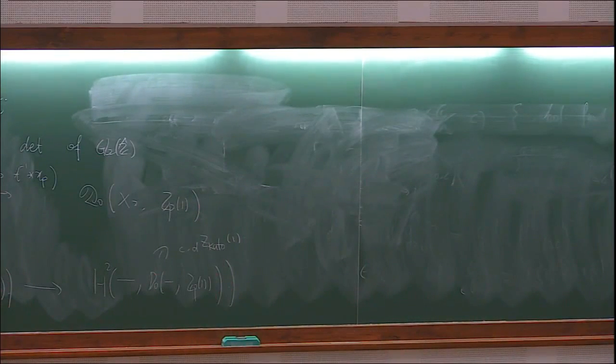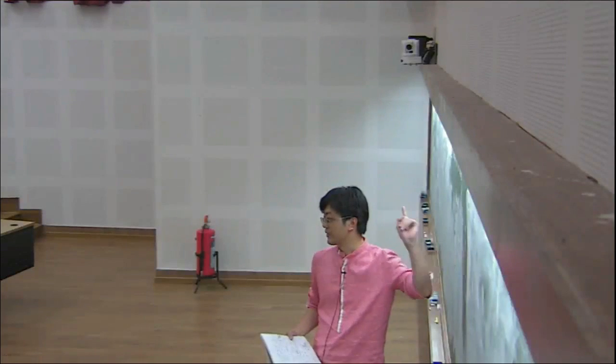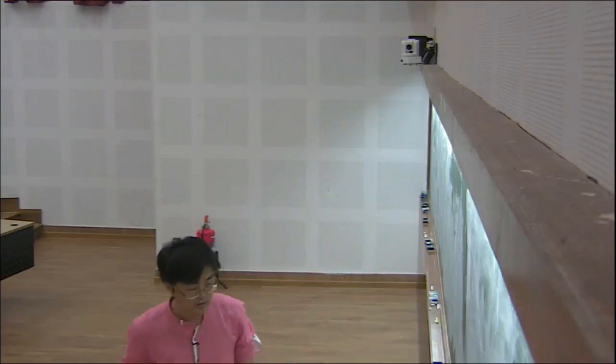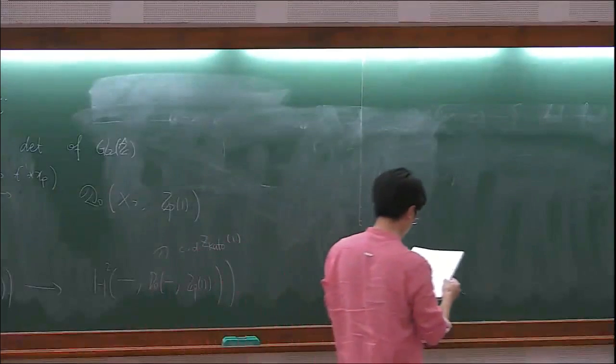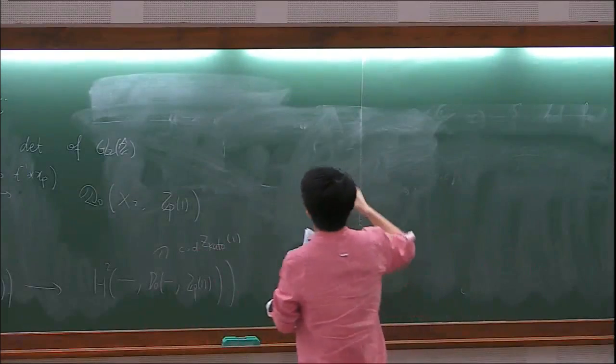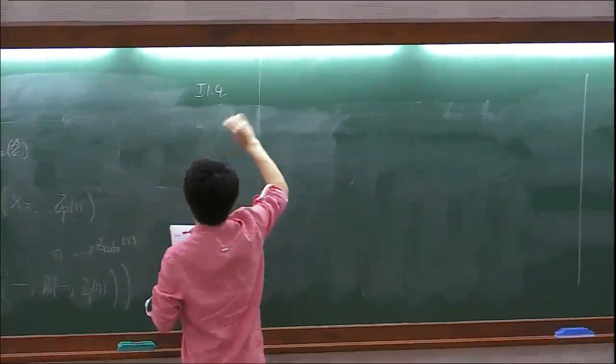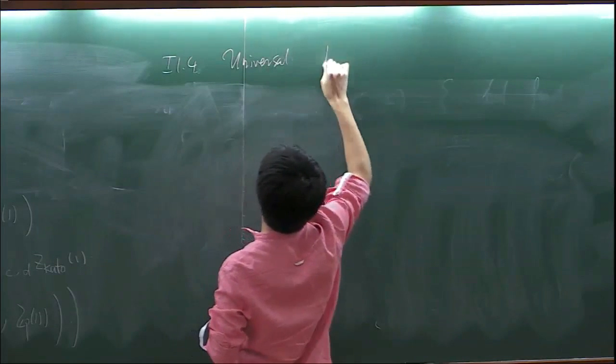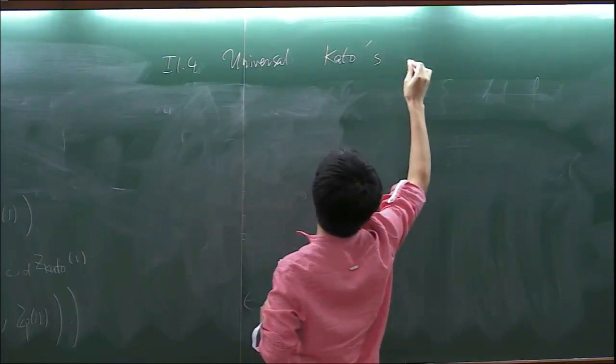The space of measure space. Yes. Because this is a continuous function. If you have algebraic distribution, you can integrate with it. Okay. So now we can construct a universal Kato Euler system now.